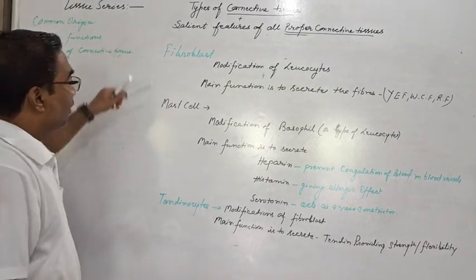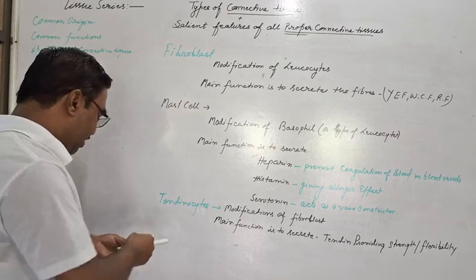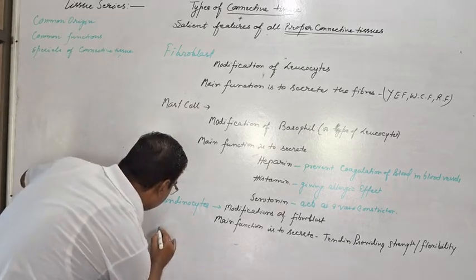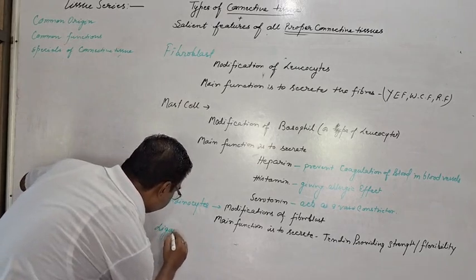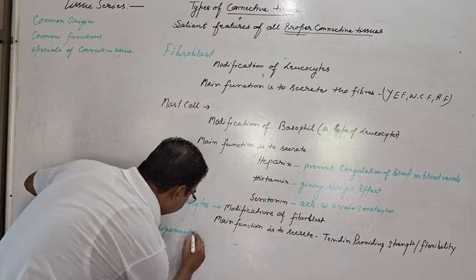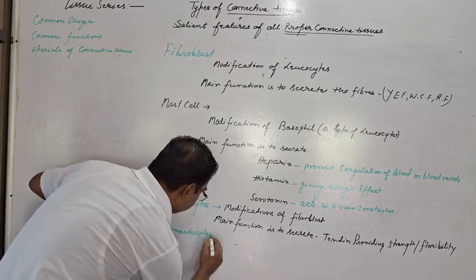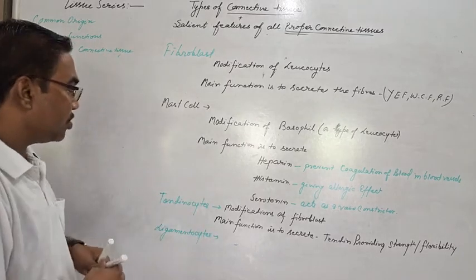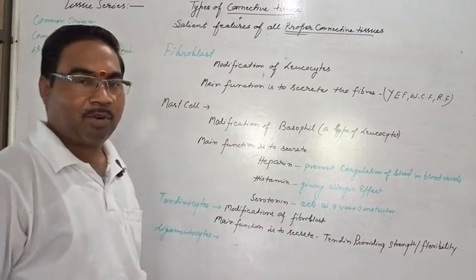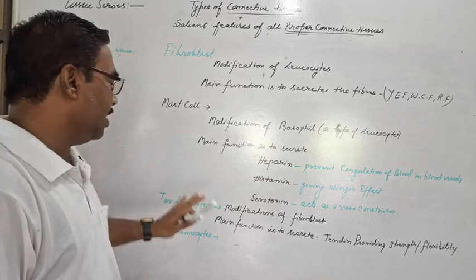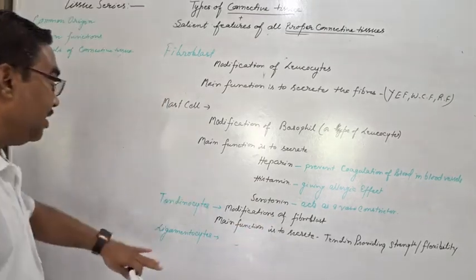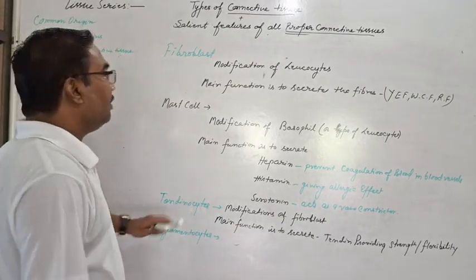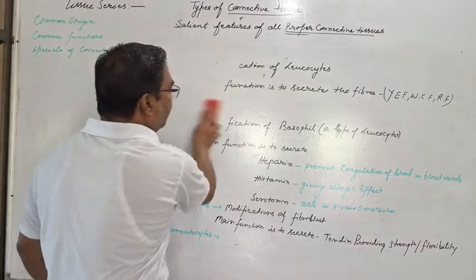So fibroblast, mast cell, tendinocyte. Next is ligamentocytes. These are also a modification of fibroblast present in the ligament. The main function is to secrete the chemical which provides strength and flexibility also.